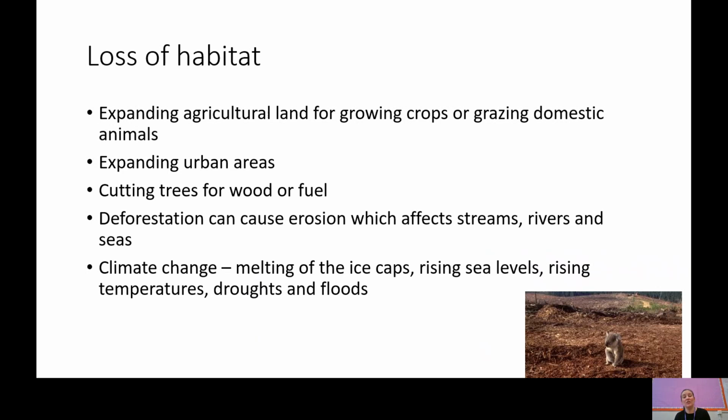And climate change, the melting of the ice caps, rising sea levels. Various places have got hotter and hotter over the years, and if they're already extremely hot places, animals aren't going to be able to survive. Droughts when there's no water whatsoever, and floods when there's too much water, when it rains and things flood. And that's just some examples. You might be able to think of some other reasons why there is loss of habitat.